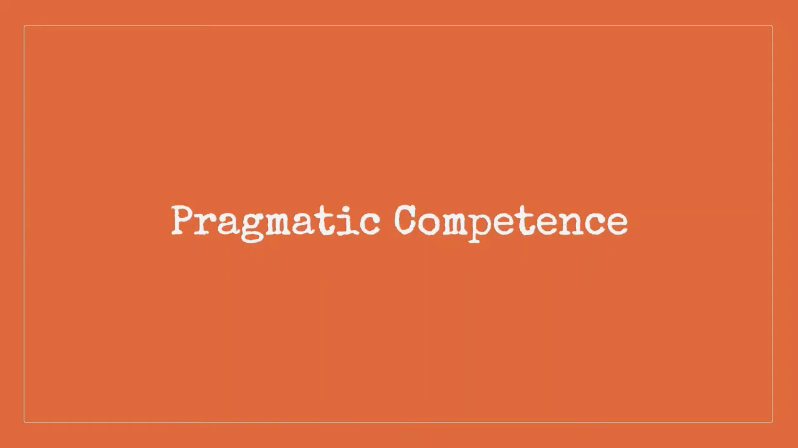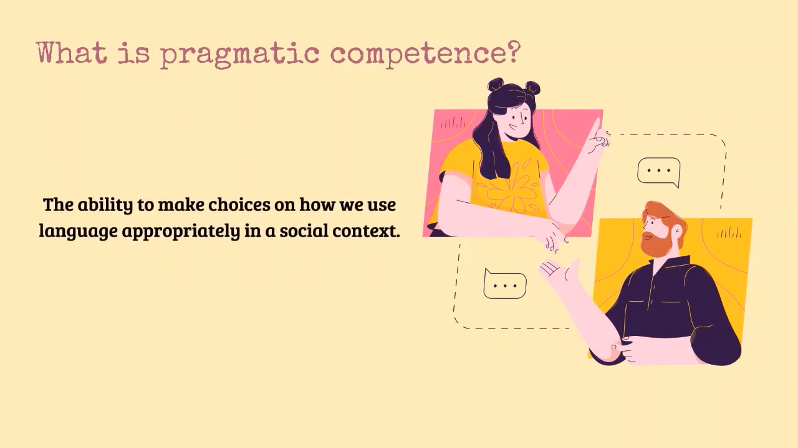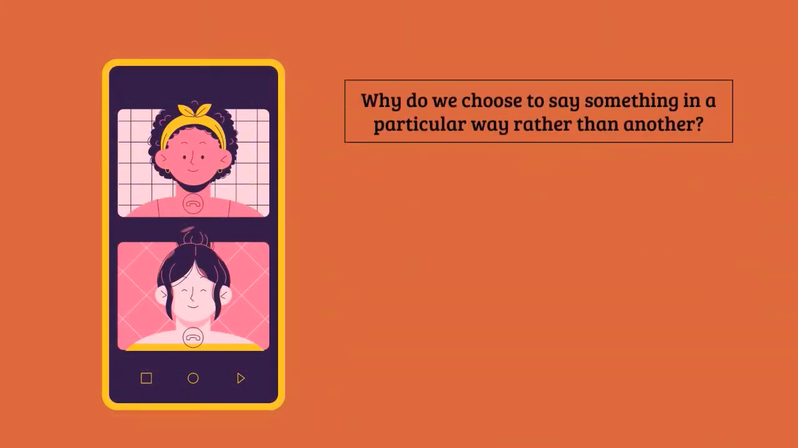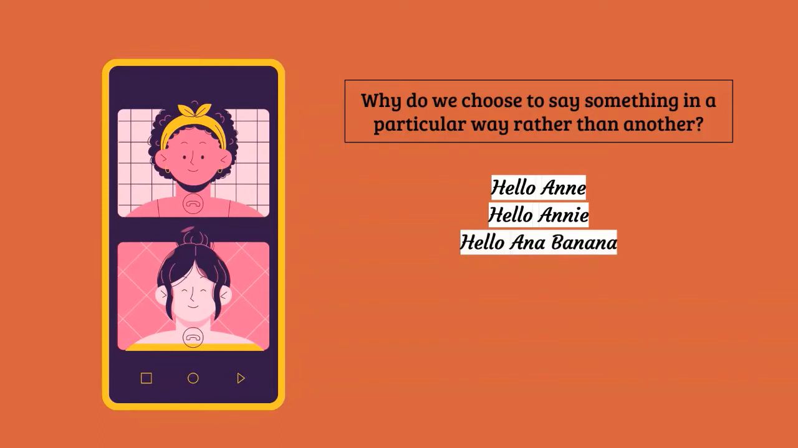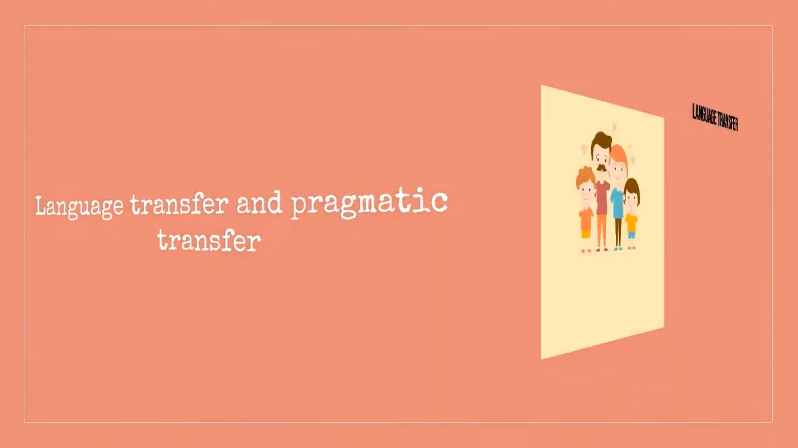There are many aspects of communicative competence that are important, but this one is the key to effective communication. Pragmatics studies the choices we make when we use language. The ability to make those choices is called pragmatic competence. There is a reason for every choice that we make and its own effects. Pragmatic competence answers the question why. We can use a particular way to say something or address somebody. For instance, we can say, "Hello Anne," "Hello Annie," "Hello Anna Banana," or "Hello Mrs. Anna." What we choose to say depends on the context, the meaning we had in mind, to emphasize something, or even on the vocabulary.